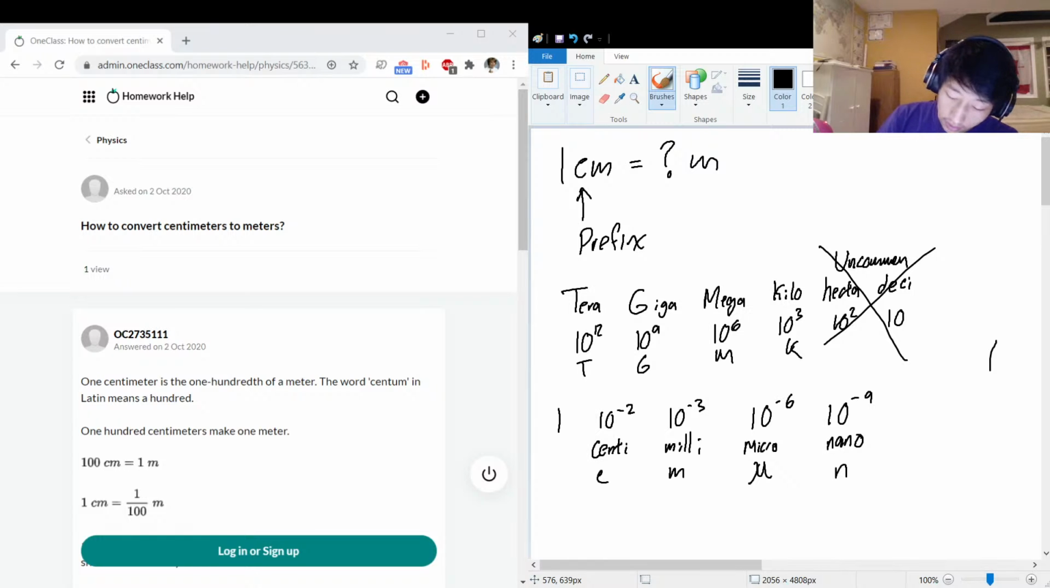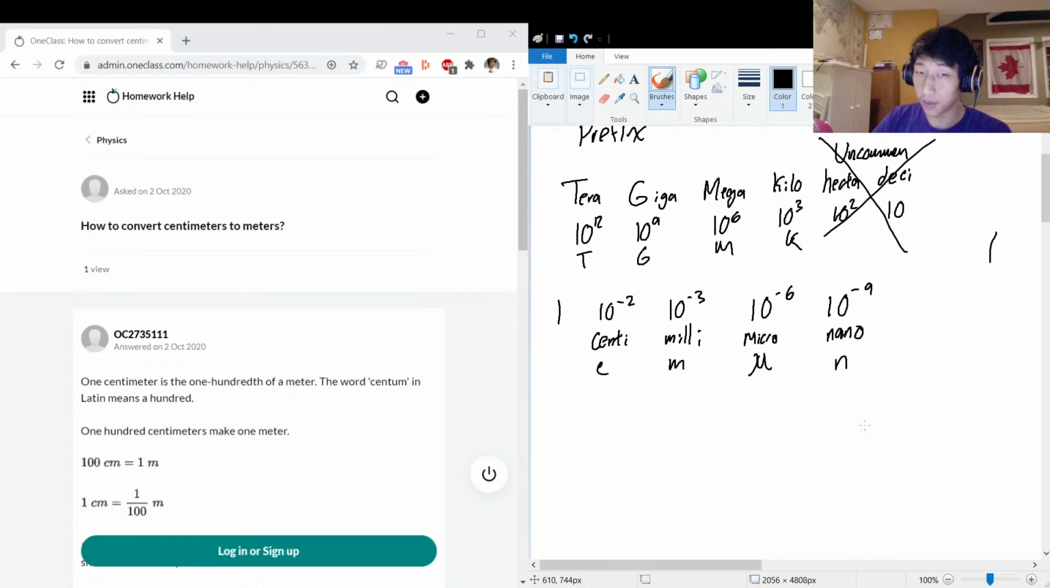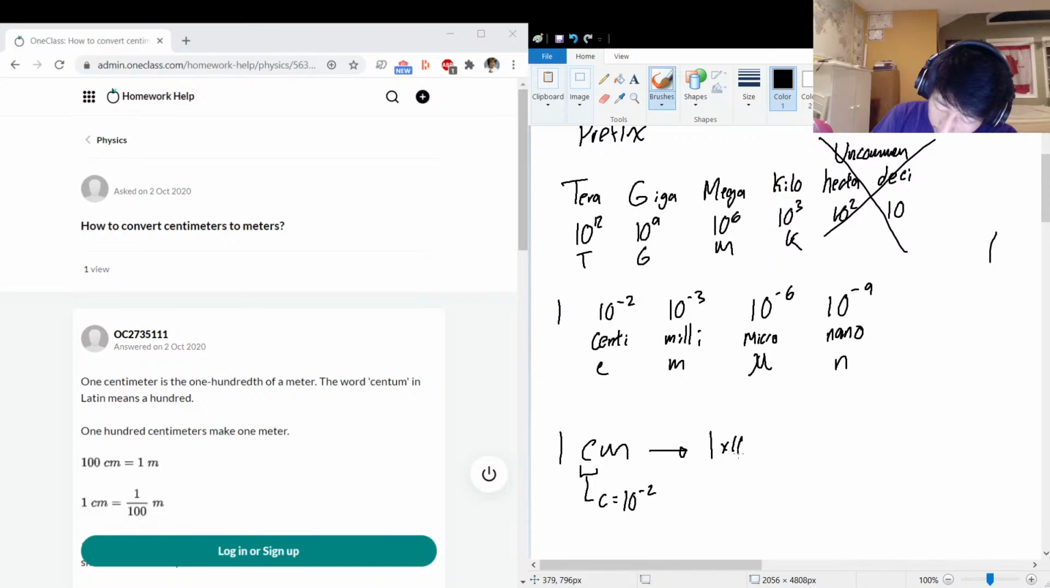Okay, so these are just our base SI ones. These are the most commonly used ones. So what's good to do is if you have 1 centimeter, you know that C for centimeters is equal to 10 to the negative 2. So you can just do 1 times 10 to the negative 2 meters is equal to 1 centimeter. And if you make that look a little bit different, it will be 0.01 meters.